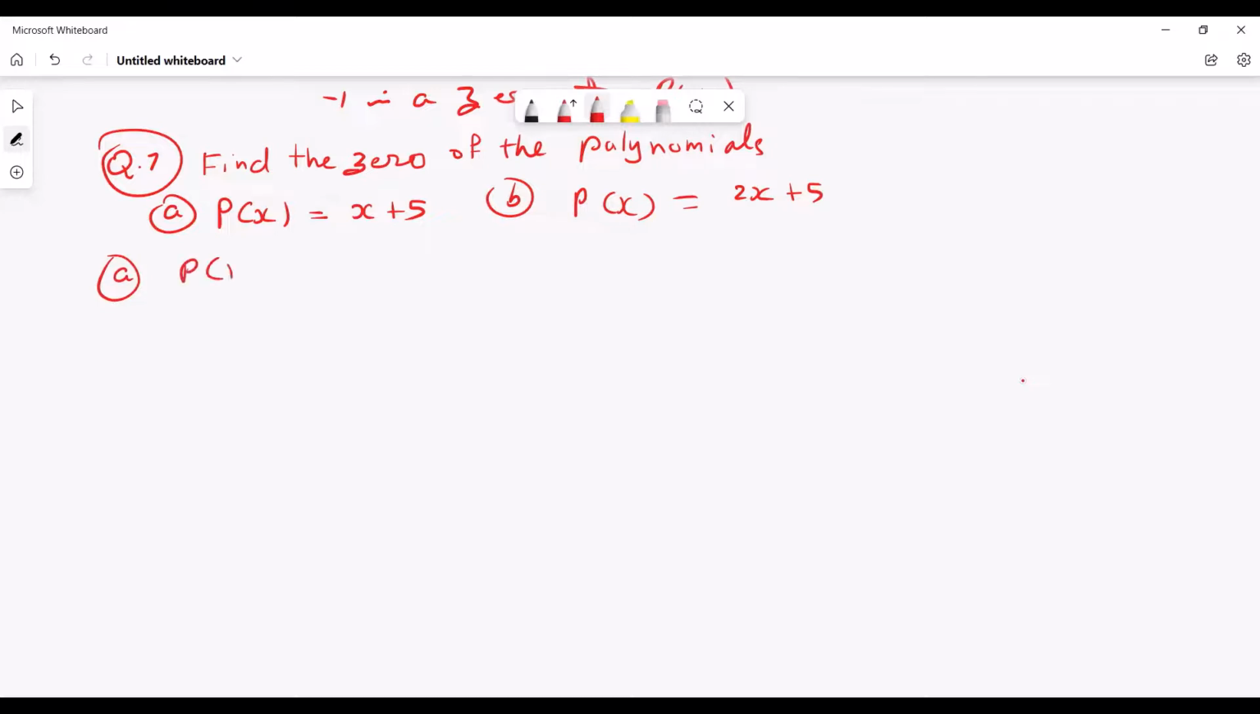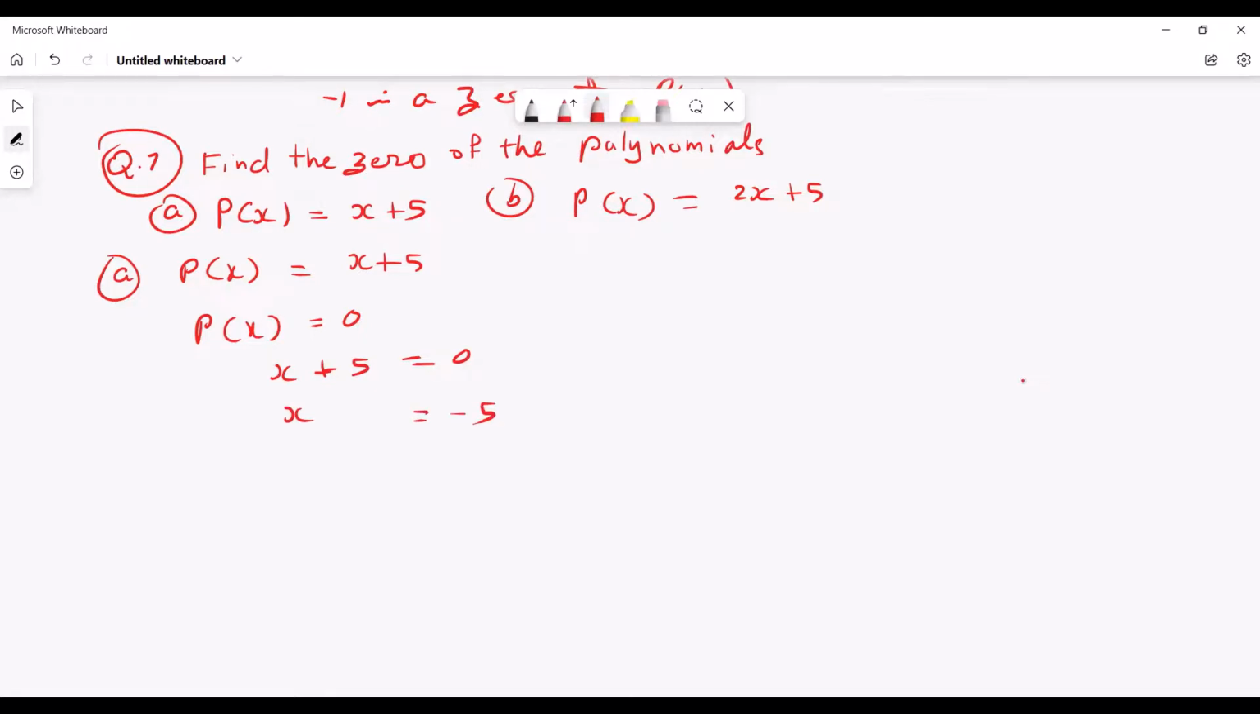P of x equal to x plus 5. So x plus 5 is the given polynomial. We have to find the zero, which means we have to equate this equation to 0. So P of x equal to 0. Let us equate, because when we put the zero instead of the x, we will get the polynomial value as 0. So x plus 5 equal to 0. It means x equal to minus 5.